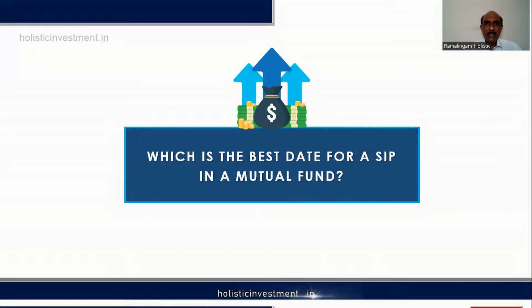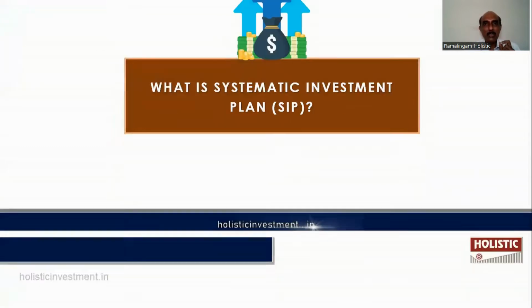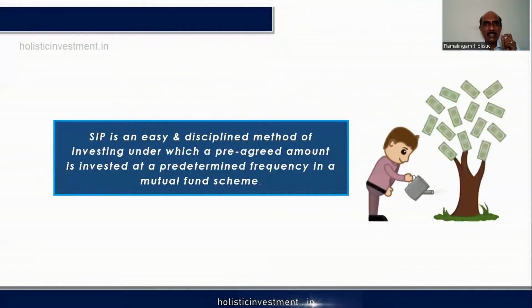You must be knowing what is a systematic investment plan. Systematic investment plan is a method, a strategy to invest in mutual fund schemes a fixed sum of money at a fixed interval. Simple, right? Every month I will have to invest 10,000 rupees. Every week I will have to invest 5,000 rupees for 20 weeks, or for 6 months I want to do it. This is what a systematic investment plan is.